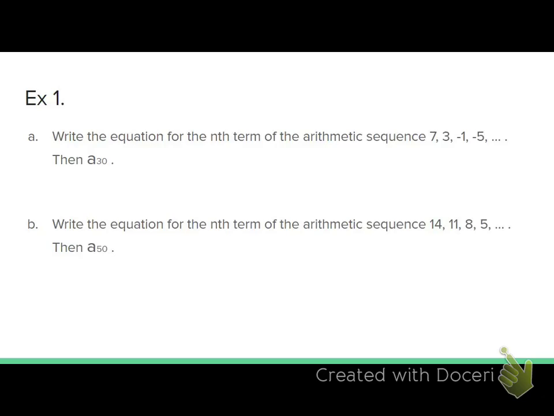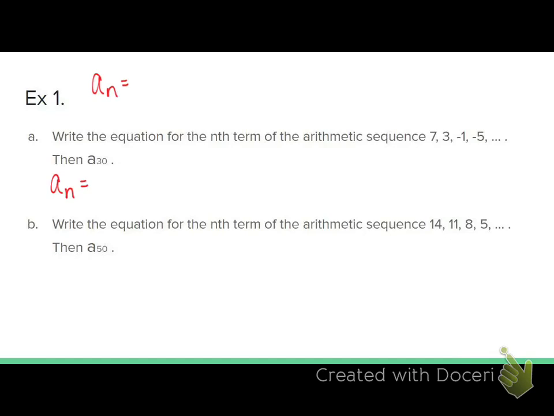Write the equation for the nth term of the arithmetic sequence, then find A30. So A sub 30 would be the 30th term. Let's first focus on writing that equation. So for now, we'll start out with a generic A sub n.